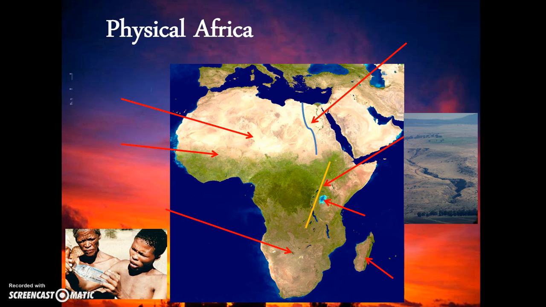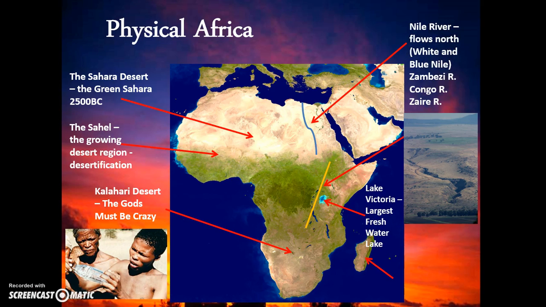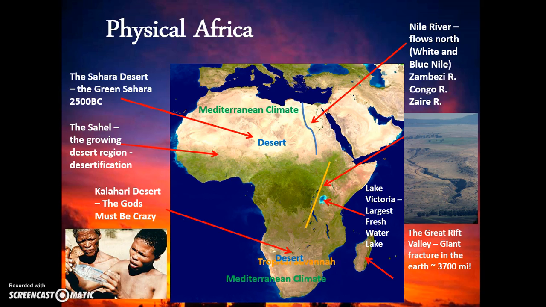Okay, physical Africa. Let's begin with your follow-along guide, and you'll need to write down some rivers, the largest freshwater lake being Lake Victoria, and some desert regions. I want you to write down the Kalahari and the Sahara.